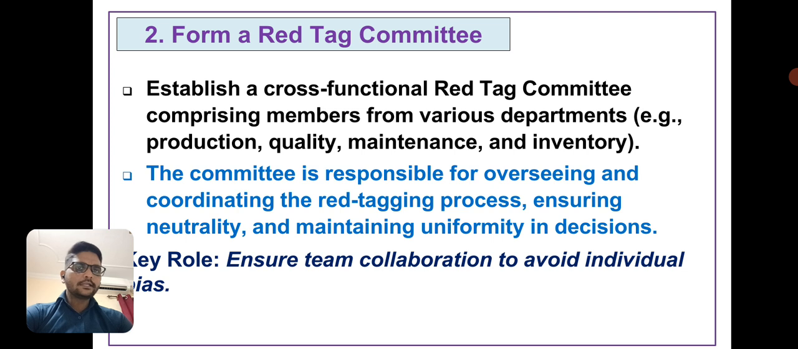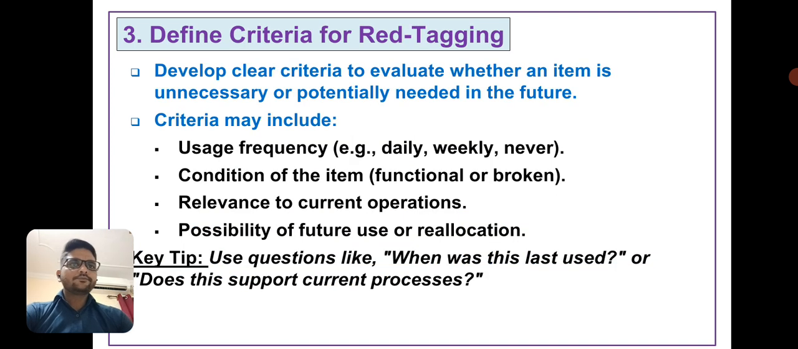The decision should not be biased, which means it should be made after discussion with the red tag committee. Next is to define the criteria for the red tagging process, which means developing clear criteria to evaluate whether an item is necessary, unnecessary, or potentially needed in the future.